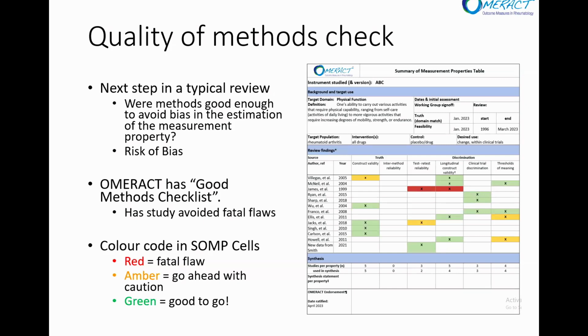Now, the important thing with this is we've decided as a group that when there is a high risk of bias, the fatal flaw, then you don't need to go further with those cells because you're trying to diminish their impact on your overall synthesis. So they're still on the table, but they won't be included in the synthesis.